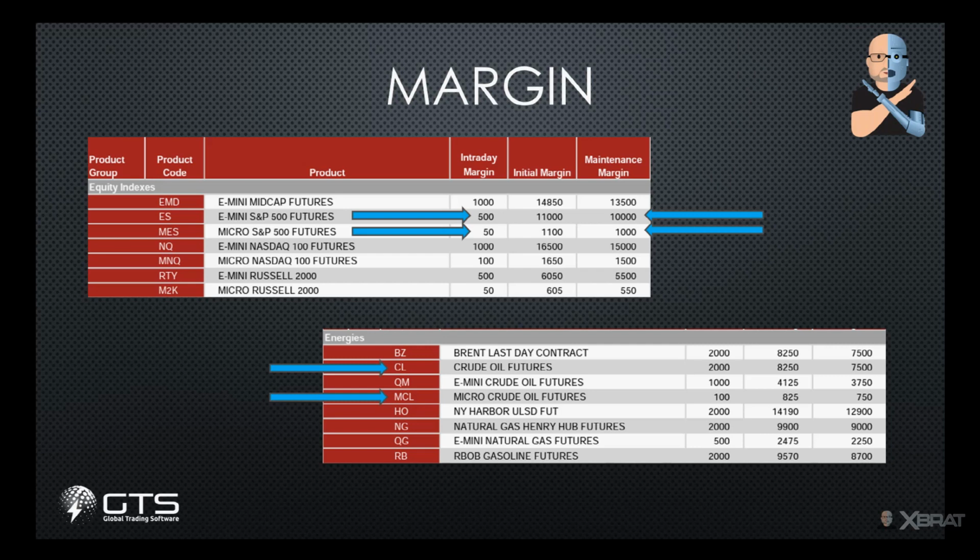So that's actually cheaper than the micro ES. Yes, you're only getting on the micro oil $1 per point moved compared to $1.25, but it is a cheaper futures contract to trade. So there are ways to do that, and again, there's a lot more learning to do, and this is just a very brief overview.